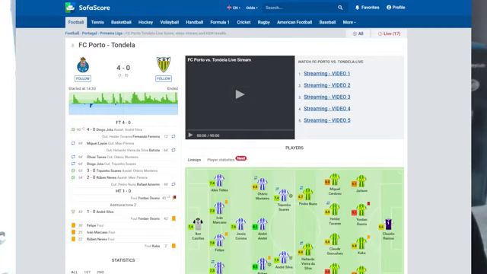This is sofascore.com. You guys can use this. I use a lot of different sites for soccer. But here's the game I bet on. It's already happened. As you can see, at halftime it was 1-0. But right here, this green, what you're looking at, is FC Porto, and they're the home team.